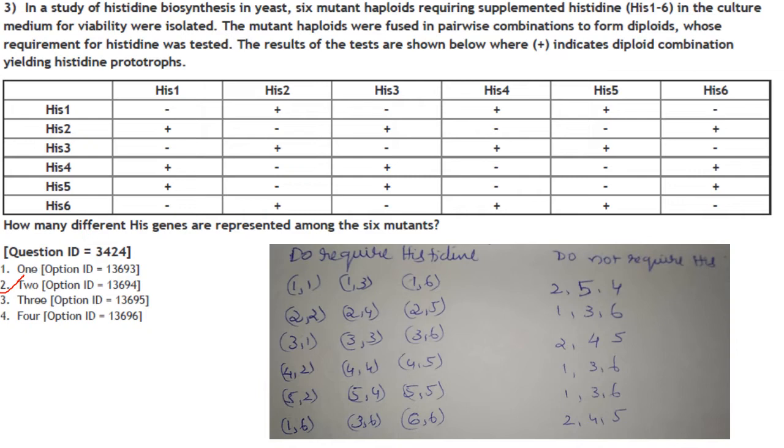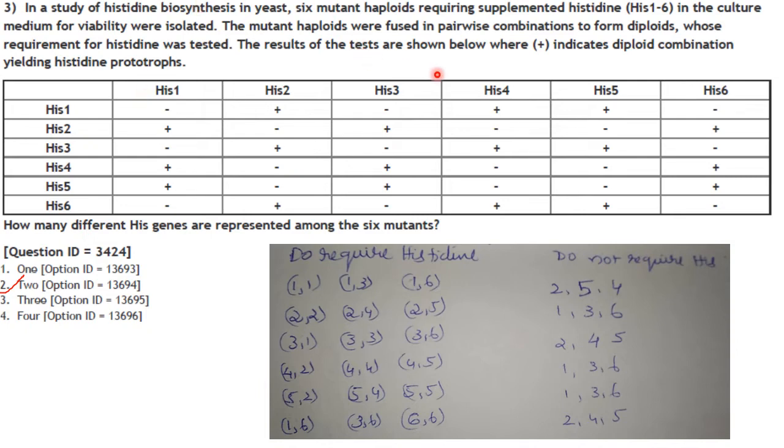In a study of histidine biosynthesis in yeast, 6 new mutant haploids requiring supplemented histidine, that is histidine 1 to 6, in the medium for viability were isolated. The mutant haploids were fused in pairwise combination to form diploids. These are crossed in pairwise combination to form the diploids, whose requirement for histidine was tested. After crossing, they checked whether the diploid requires histidine for its growth or not.